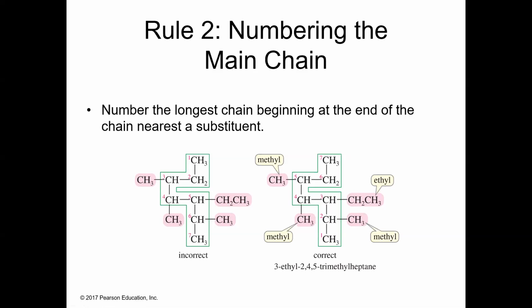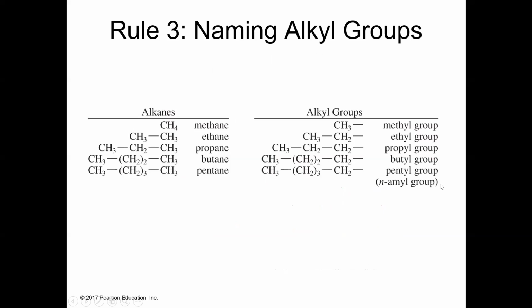When you're listing alphabetically, the names sec-butyl and tert-butyl are actually listed under the B's. If you have a compound that has both a sec-butyl and a tert-butyl, the sec-butyl would come first. Isopropyl and isobutyl are actually under the I's when you're listing these alphabetically.